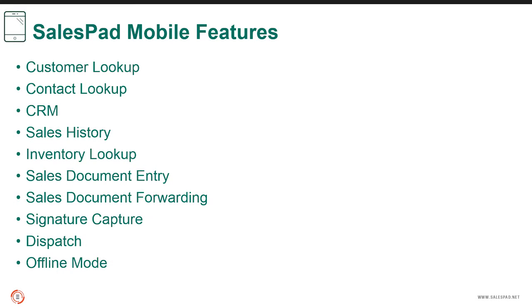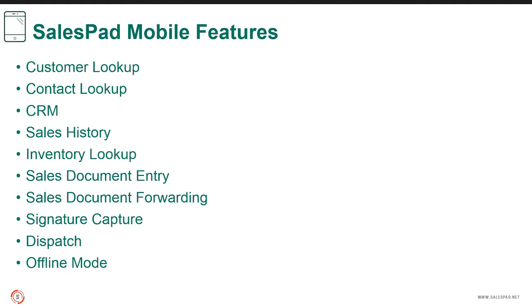So let's talk next about the SalesPad mobile features, and then we'll go into a live demonstration and we'll get to see all of these in action. The first thing is just a general customer lookup. So we have the ability to access all of the different customer records in the SalesPad GP environment. Along with that, we can actually look up the contact details as well, and then we can call out of our mobile device directly to that contact or update that contact record if their email has changed.